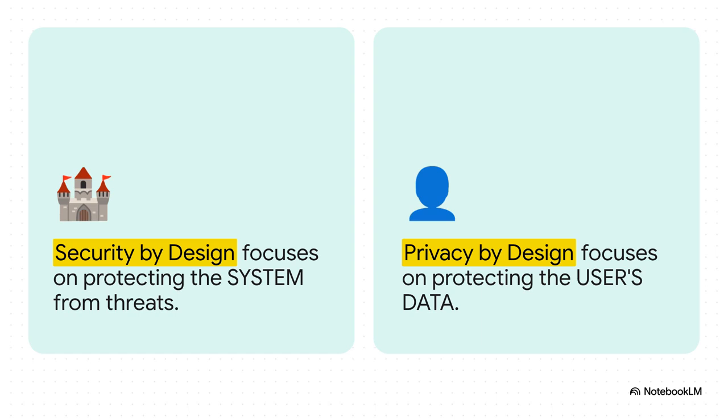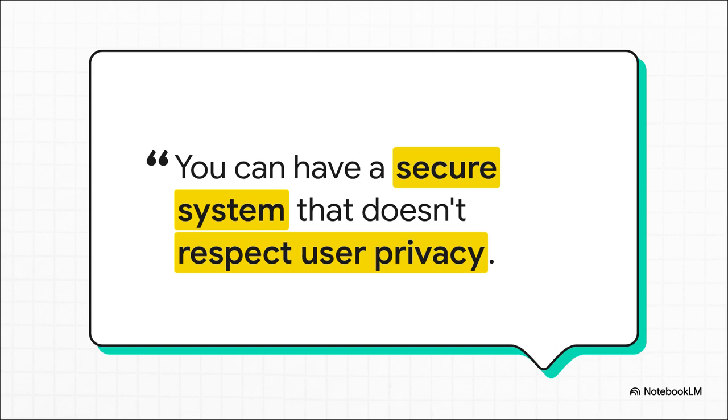Think of it like this. Security by design is all about protecting the system itself from threats. Building the castle walls high to keep invaders out. But privacy by design, that's about protecting the user's data inside the system. It's about making sure their information is handled with respect from the get-go. And that leads to this crucial point. You can absolutely have a secure system that doesn't respect user privacy.